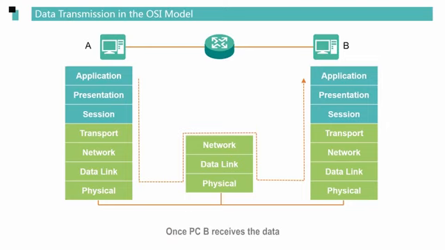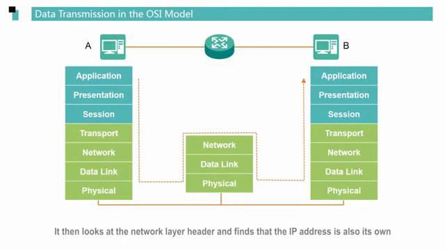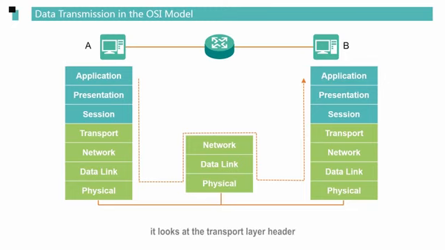Once PCB receives the data, it examines the data link layer header, finds that the destination MAC address is its own. It then looks at the network layer header and finds that the IP address is also its own. Finally, it looks at the transport layer header, finds that the destination port number is 80, signifying that it is HTTP data, which is then displayed in the user's browser. This completes the entire data transfer process.